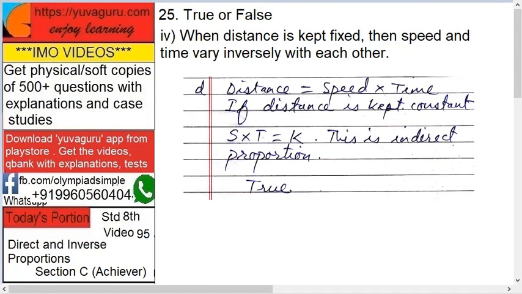Next, when the distance is kept fixed, then the speed and time vary inversely with each other. So what is distance? Speed into time. Now this is kept constant. What is the definition of direct proportion or inverse proportion? Inverse means the product of these two should be constant. And if the division of these two is constant, then it's called direct proportion. So if distance is kept constant, then speed into time will be constant. So this is inverse. That's why the answer is true.